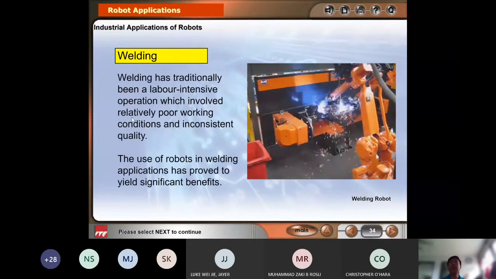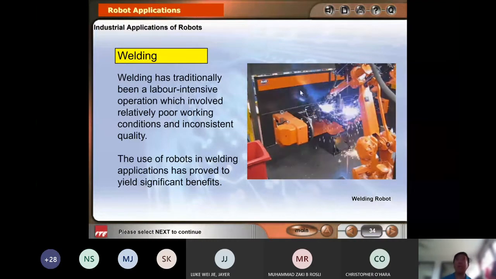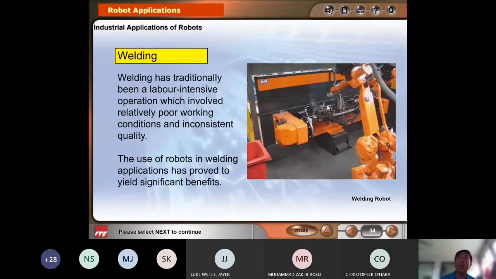So next is welding. Welding is also used for robotics. This is one particular robot that you can see. This is what we call spot welding. Spot welding means go contact and weld. It doesn't move. It just touches the area.